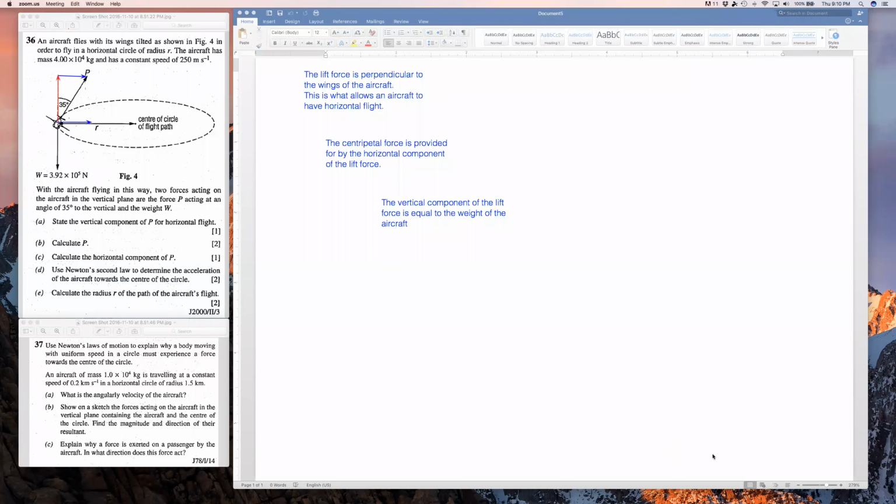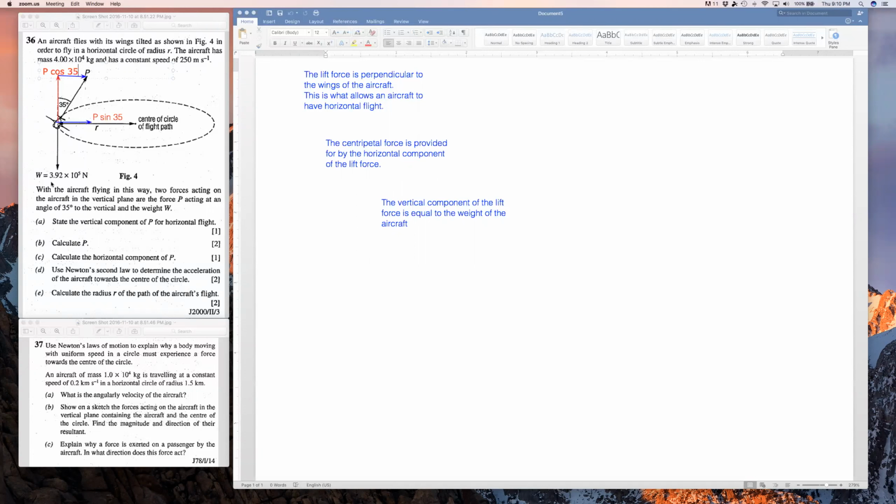I'll just write it. I'll type it, I suppose, in blue. P sine 35 is given as our horizontal component. And at the same time, the vertical component of P is going to be P cos 35. So far, so good. So again, right now we're just simply deconstructing the question.